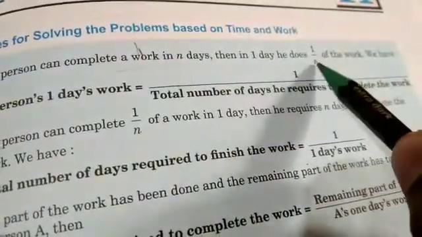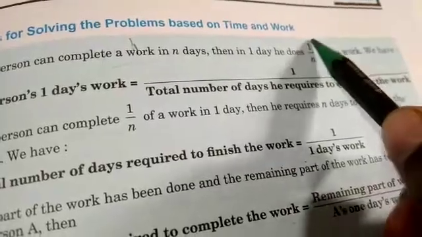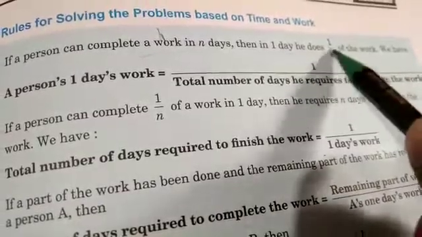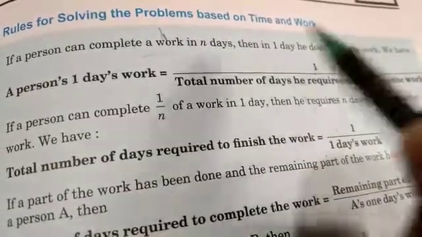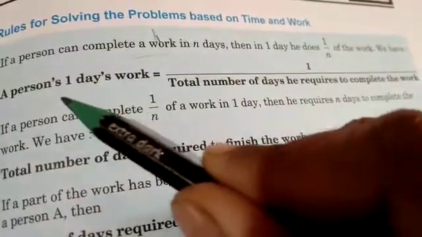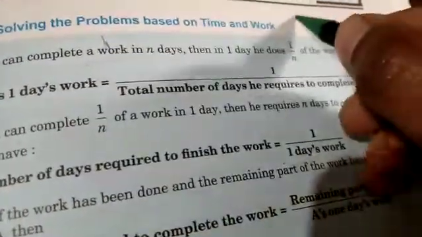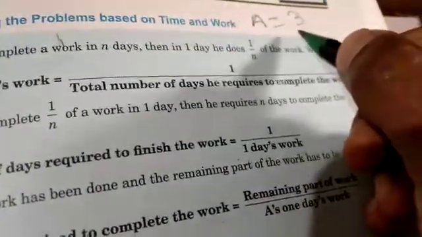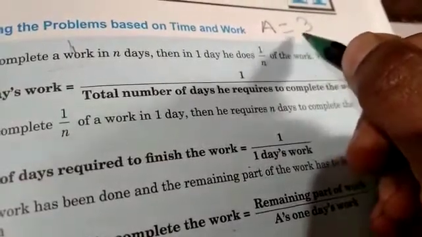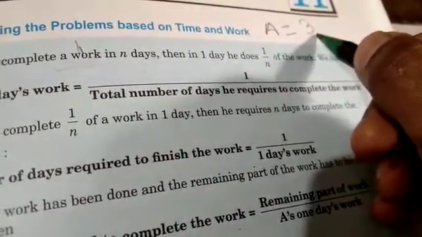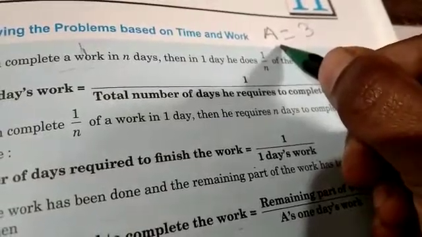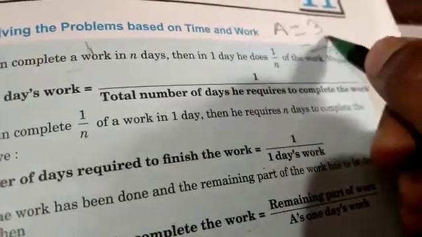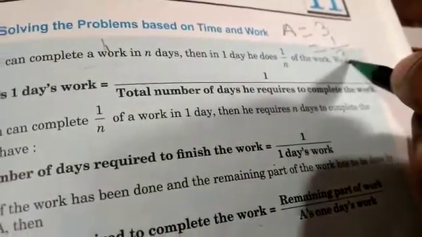Then in one day he can do how much work? 1 by n, or 1 by 2, 1 by 3, whatever be the number of days required to complete the work. To find a person's one day work, suppose A finishes his work in 3 days. So, in one day how much work is he doing? That is 1 out of 3, that is 1 by the total number of days to complete the work.